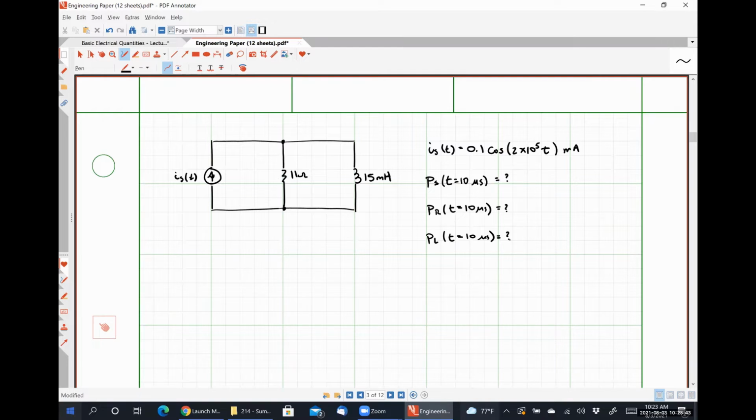Okay. So the power absorbed by the source would require us to know the voltage drop over the source. So let's call that Vs of t. And that voltage drop over the source, Vs of t, will also be the voltage drop over the resistor and the voltage drop over the inductor, because everything is connected in parallel. So how might we go about determining that voltage Vs of t?